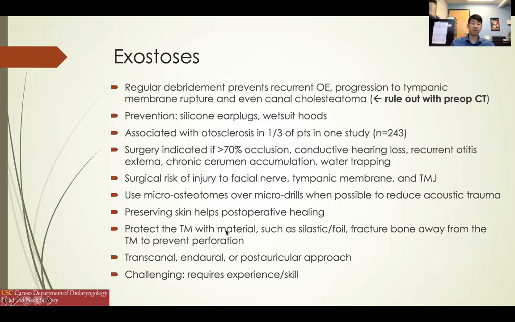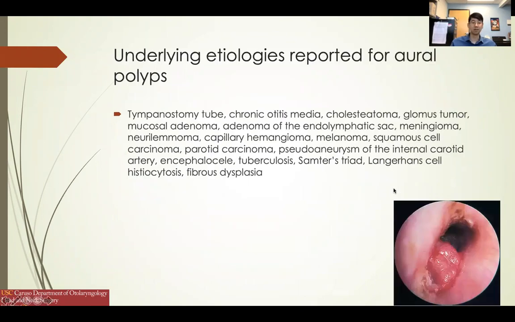And you want to be cognizant of the tympanic membrane, especially at that anterior angle where the exostoses tend to really push up against the TM. And you can protect the TM with silastic or foil. You also want to always fracture the bone away from the TM to prevent perforation, and probably be a little bit more conservative with how much you're removing at the anterior annulus. This can be done via a transcanal or endaural or postauricular approach. I prefer to do it transcanal. It is challenging and it requires a combination of experience and skill.